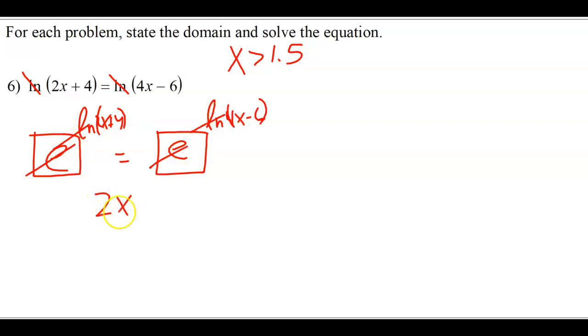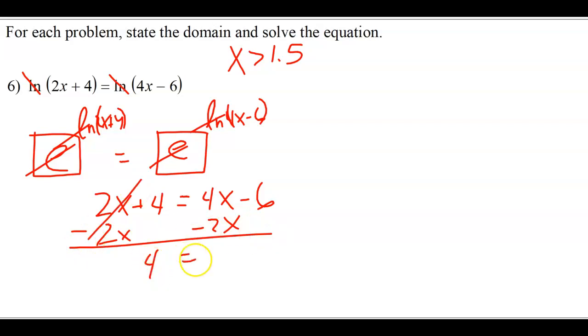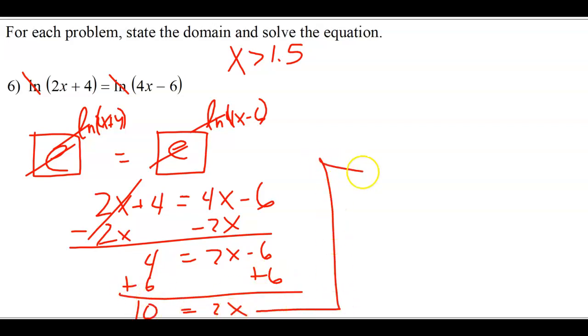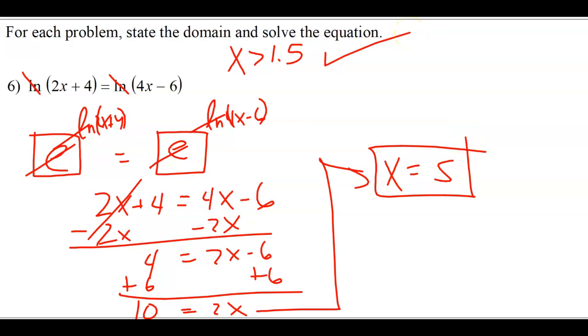But there's that. And either way you want to go about it, we end up with 2x plus 4 equals 4x minus 6, and we just solve what's left. If I divide both sides by 2, I end up with x equals 5. And that is bigger than 1.5, so it's a good answer to keep.